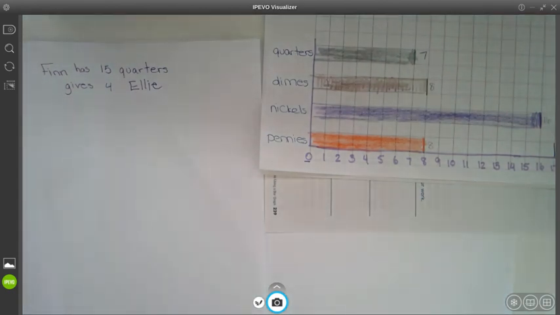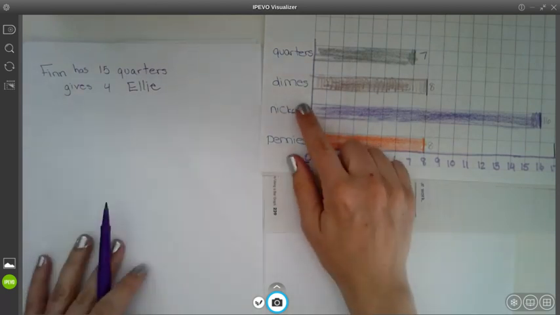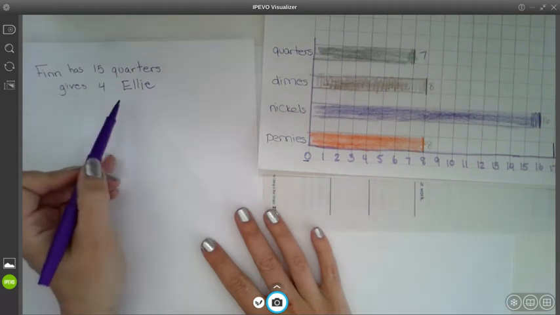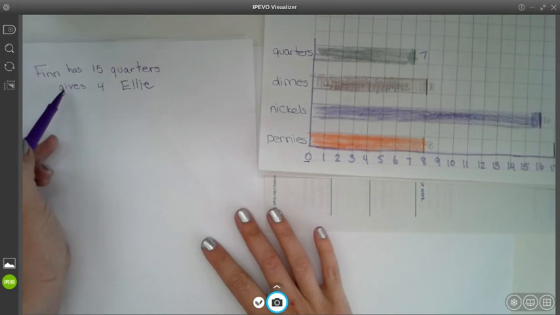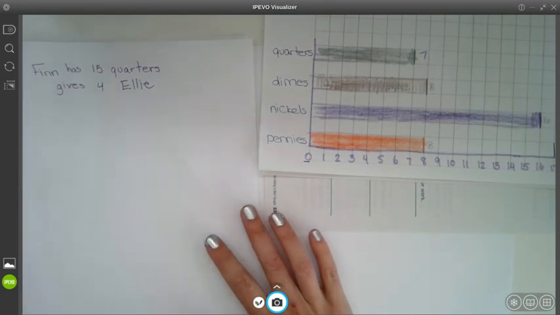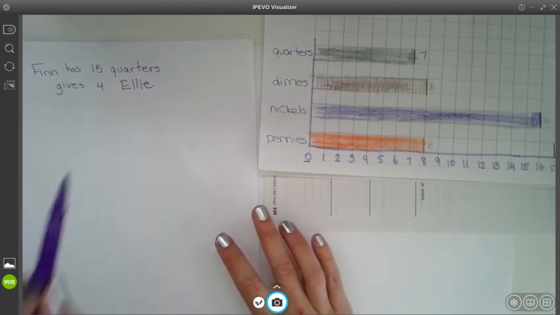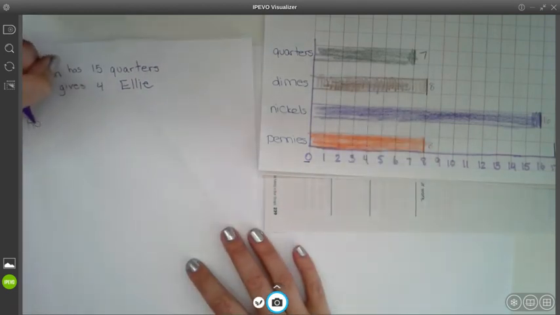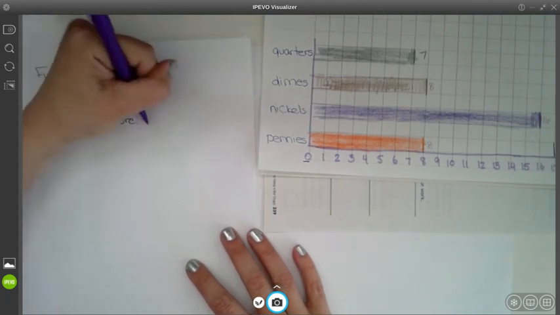Okay, now this is going to be that 2-step piece, right? So we're going to use our graph to solve. And we know that we have a few things to solve first. Because the question is going to be, Finn has 15 quarters. He's going to give 4 of these quarters to Ellie. And then the question is, how many quarters does Finn now have than me? How many more than Mrs. H?